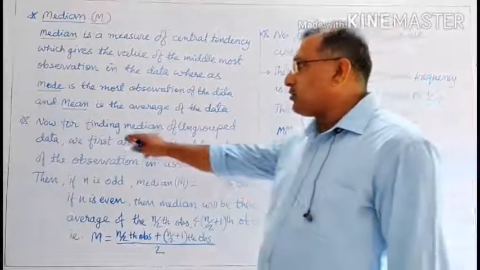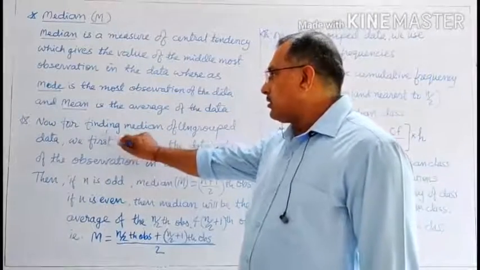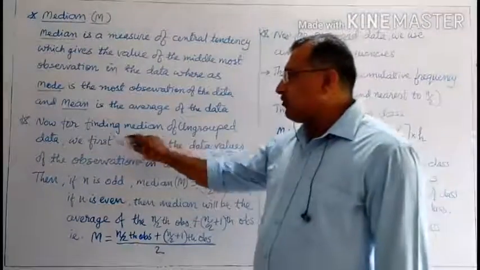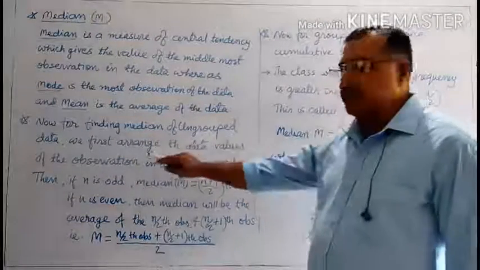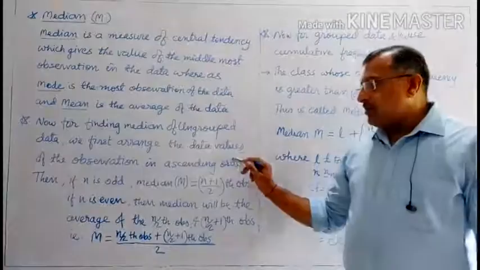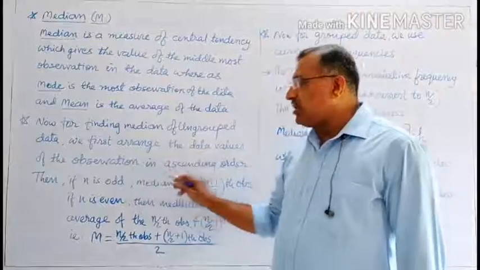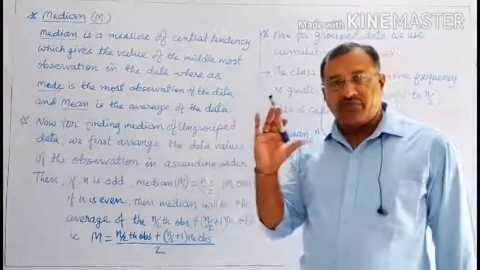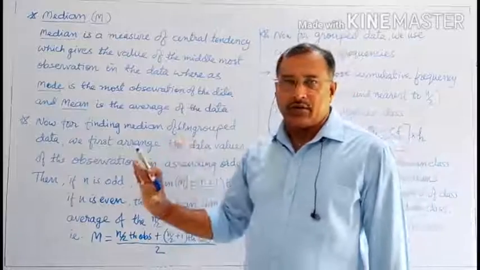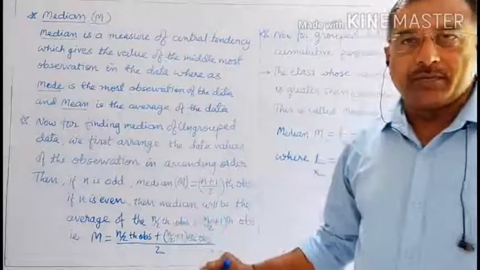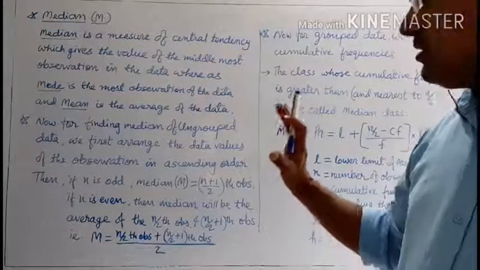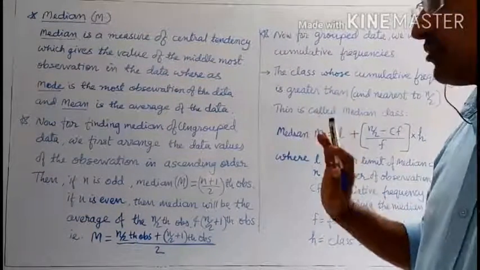Now we are going to talk about how to find median for ungrouped data. For finding median for ungrouped data, we first arrange the data values of the observations in ascending order. First of all, we have to arrange the data values in ascending order for median. Is it clear? To find median, we have to arrange the data values in ascending order. First thing we have to do that.